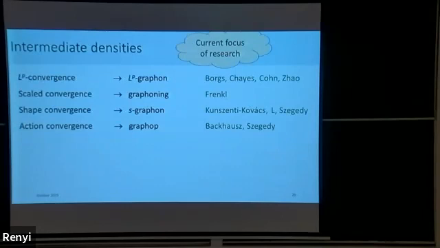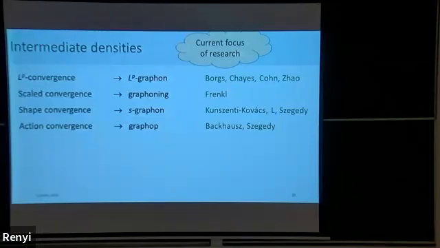Okay, now I come back to this topic that David already announced, and this is a current focus of our research. This is where the densities are somehow intermediate. One is L^p convergence. He mentioned this, and I will not go into it. Borgs, Chayes, Cohn, and Zhao worked it out. The L^p graphon is basically a function W which is in L^p. The original definition is a bounded function, so this is a generalization. And if you compute the edge density for it, if it's really not bounded, then the edge density will actually be little o of n, tending to 0. So this is indeed a kind of intermediate density.